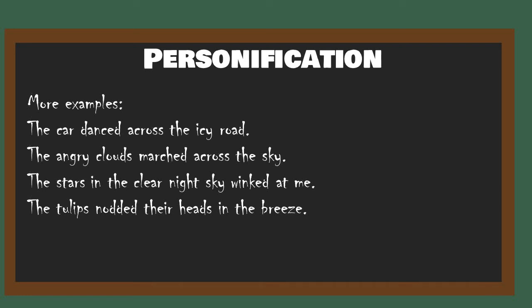Here are some more examples of personification. The car danced across the icy road. So the car is not dancing literally, it is shaking on the icy road. But then dancing is a human trait and we gave that to the car. Again, the angry cloud marched across the sky. The cloud obviously cannot be angry, but then we used it. Then the stars in the clear night sky winked at me. Humans can wink, stars twinkle. But then by using this figure of speech personification, we say winked. The tulips nodded their heads in the breeze. So basically the tulips are swaying because of the breeze. But we use personification and we said nodded, like humans nod.